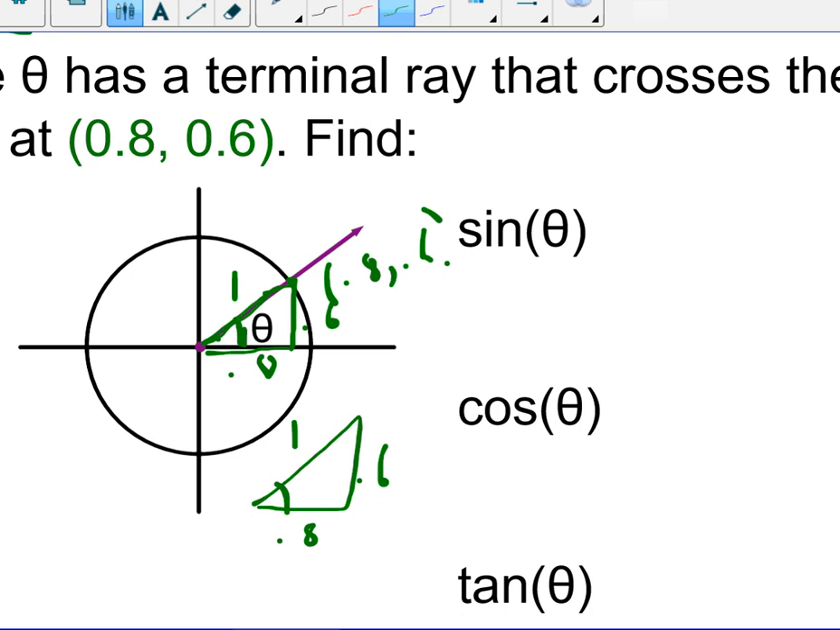And so if I'm finding the sine of theta, and my angle theta is this angle, sine is always equal to opposite over hypotenuse. So the side opposite of theta is 0.6 over my hypotenuse, which is 1, and 0.6 divided by 1 is just 0.6. So the sine of theta is 0.6. Go ahead and find cosine of theta and tangent of theta on your own.